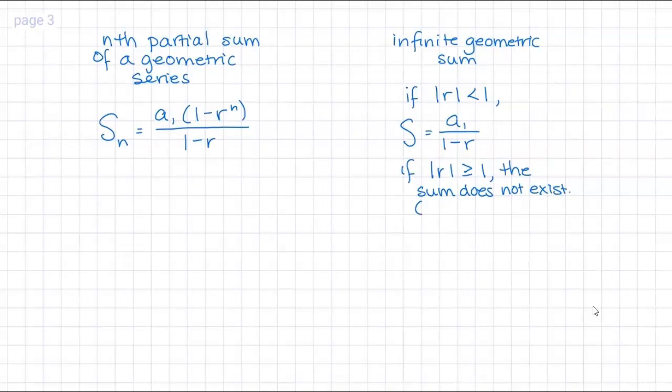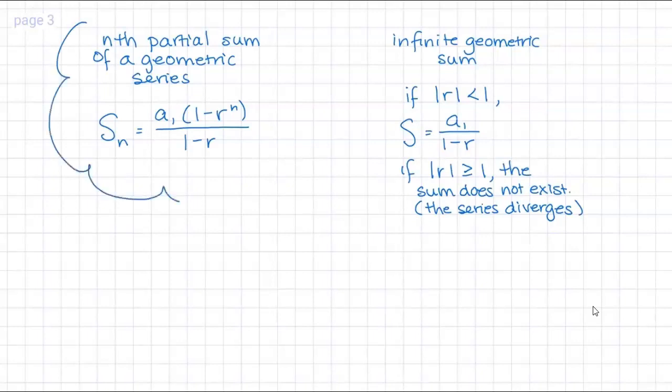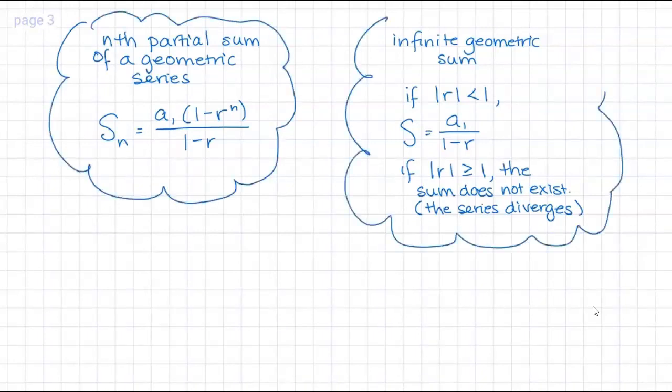You can say the sum does not exist. Sometimes you'll hear the term diverge. The series diverges. Diverges just means it doesn't tend towards a sum. It's not bounded by a number. It doesn't converge to a number, so it diverges.